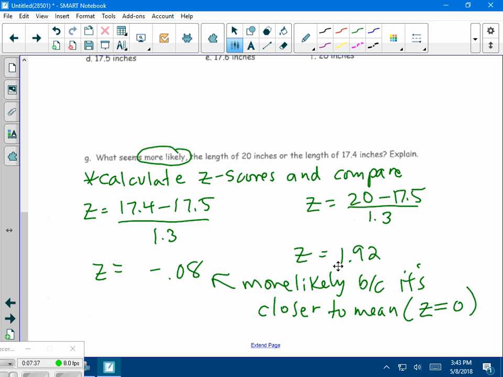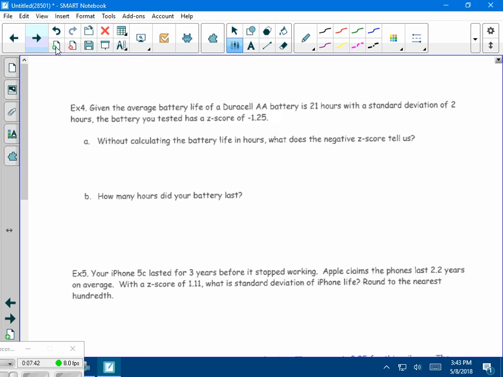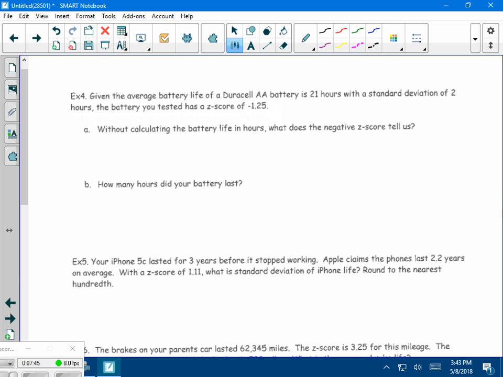We're just going to do 1 or 2 of the other problems together. So when you flip to the next page, this one, let's see. Yeah, we can do this one here. Given the average battery life of a Duracell AA battery is 21 hours and a standard deviation of 2 hours, the battery you tested has a z-score of -1.25. It says, without calculating the battery life, what does a negative z-score tell you? Anytime it's negative, I want you thinking it is below the mean. So the mean in this case is the 21 hours.